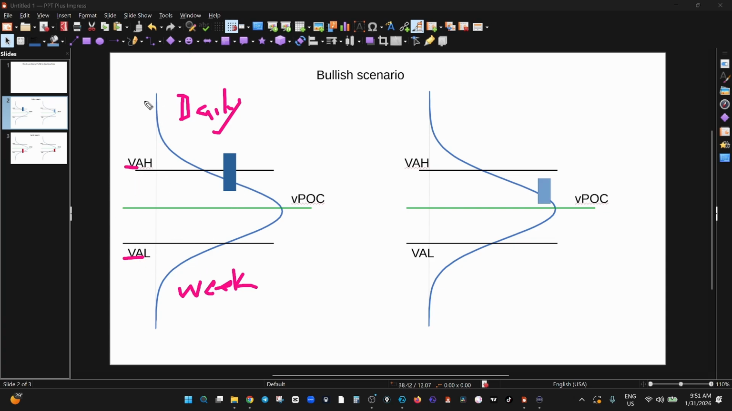If during the week the daily candle closes above the value area high, this will tell you that the next week will be what? Bullish. This is a bullish scenario. We want to see the daily candle close above the value area high for a bullish market. For this market to continue to be bullish, we need this.